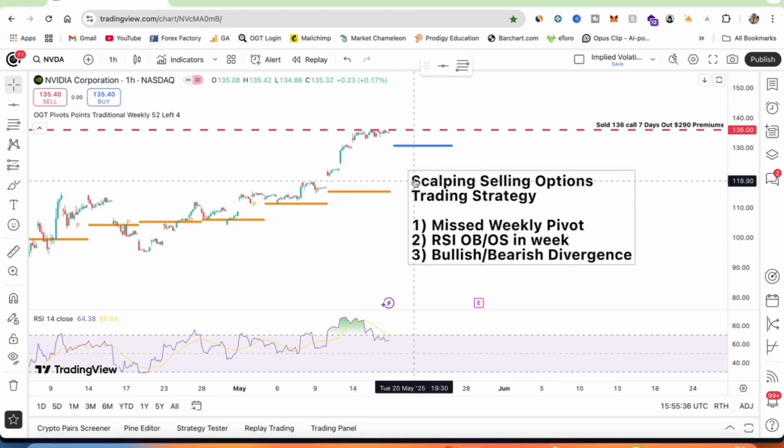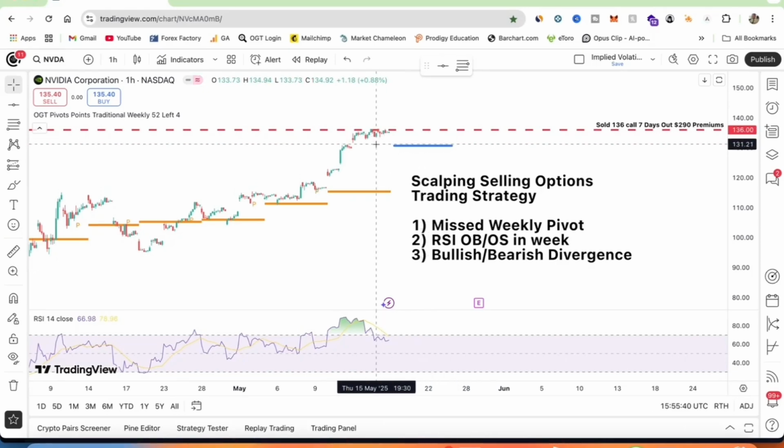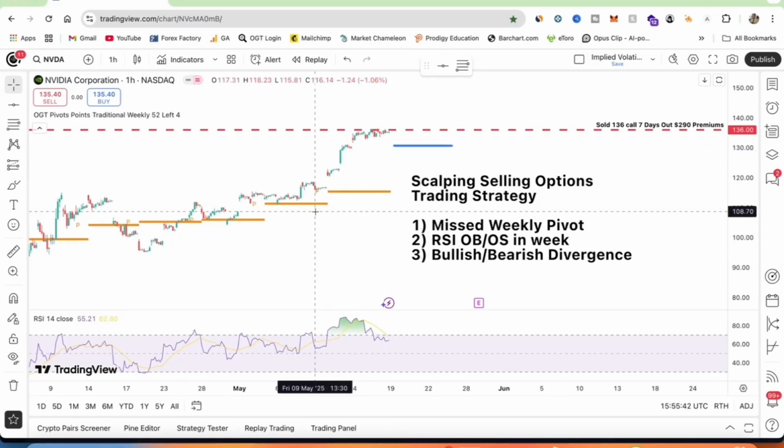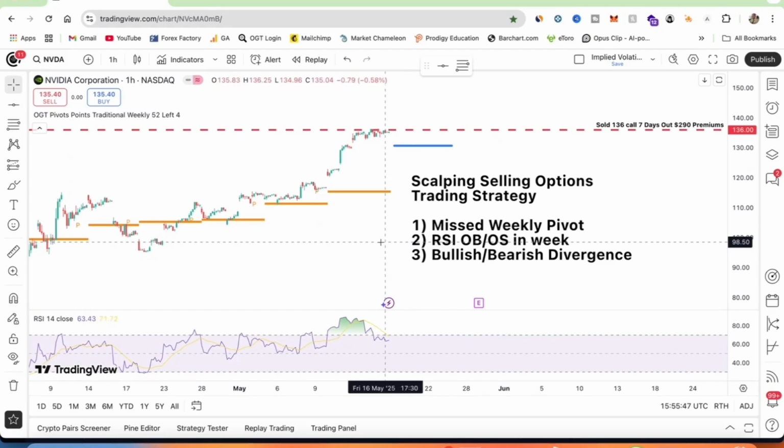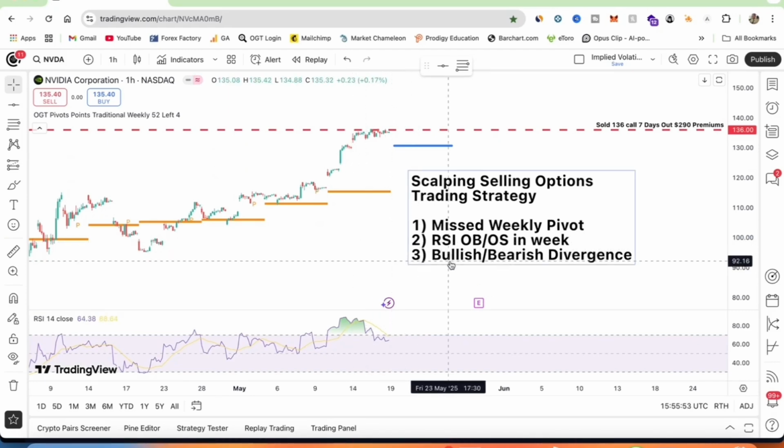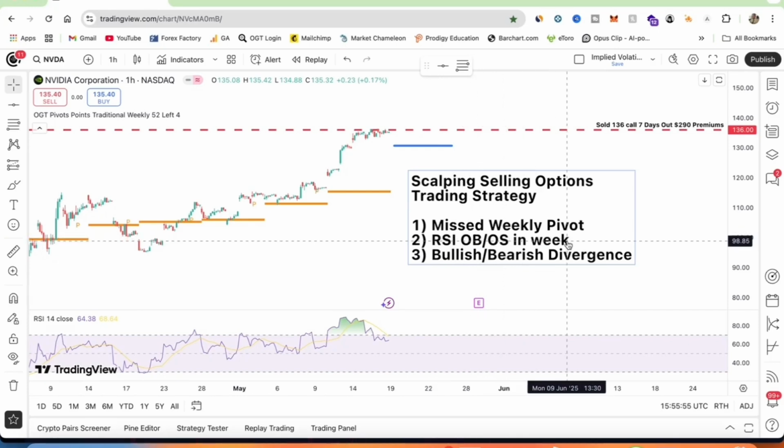So that's the first thing. We've got a missed pivot. We've calculated next week's pivot, which is here, which is below the current price, which 99% of the time is going to be below the current price. Next thing, we want an oscillator. I like to use the RSI, but you can use stochastics or whichever one that you find more comfortable with. It needs to be overbought or oversold in the week.